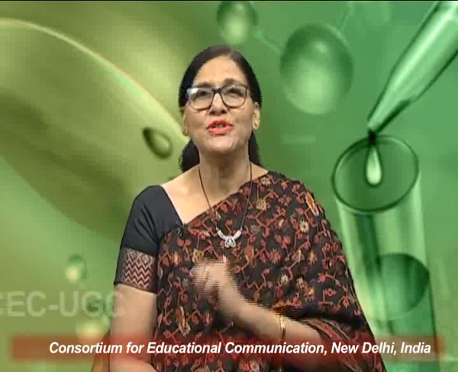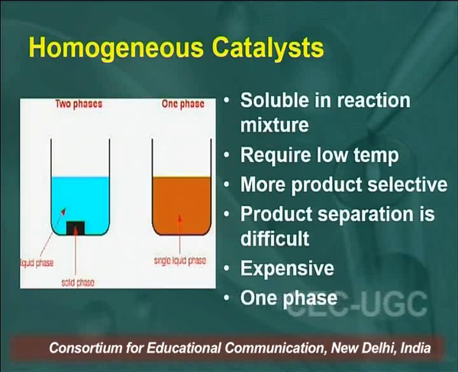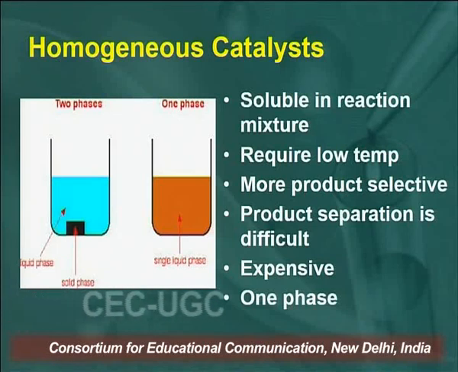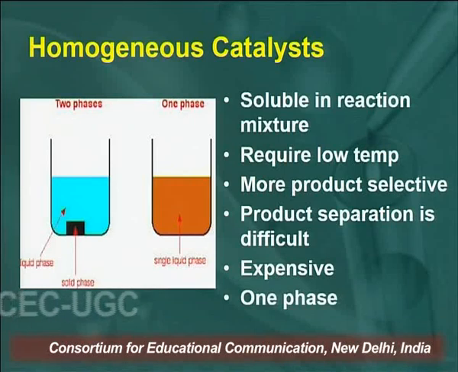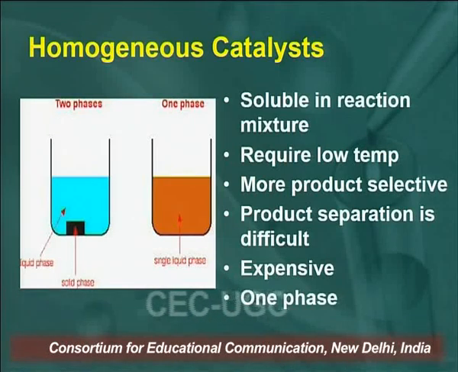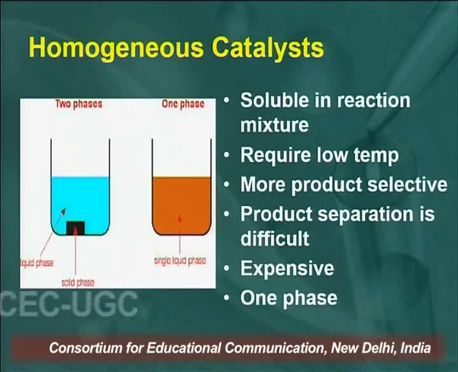Now, homogeneous catalyst. What are homogeneous catalysts? You can see on your screen two figures. One is homogeneous catalyst and another is heterogeneous catalyst. Homogeneous catalysts are soluble in the reaction mixture. So, we get only one phase in the reaction. When these homogeneous catalysts dissolve in the reaction mixture, we get only one phase. They require low temperature and are more product selective.